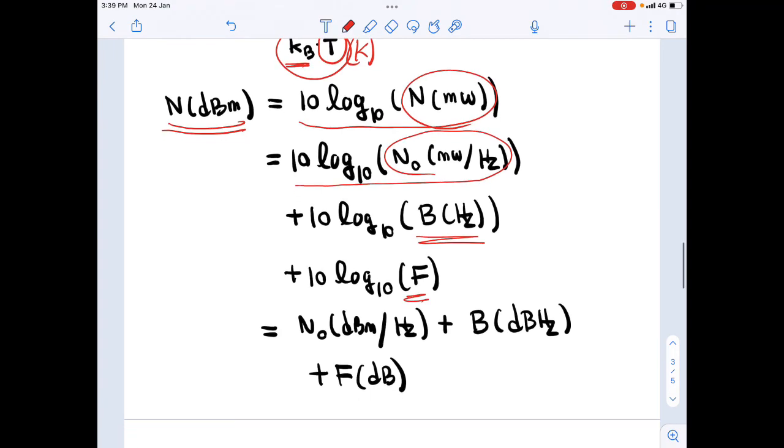So 10 log base 10 of the noise density is in dBm per hertz. 10 log base 10 of B, the bandwidth in terms of hertz, we can express in terms of dB hertz. And then 10 log base 10 of F is the noise figure in terms of dB. With this we can compute the noise power in terms of dBm.